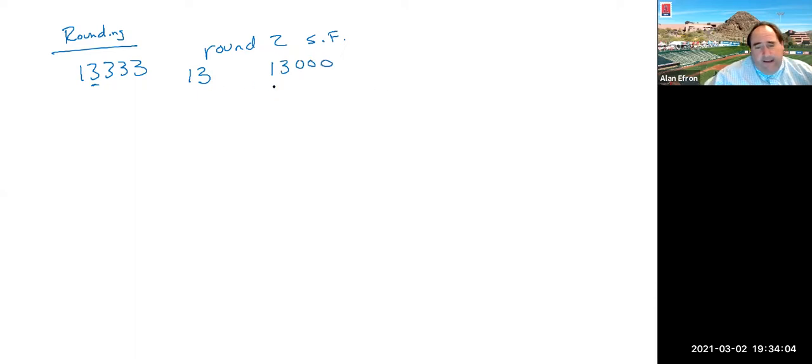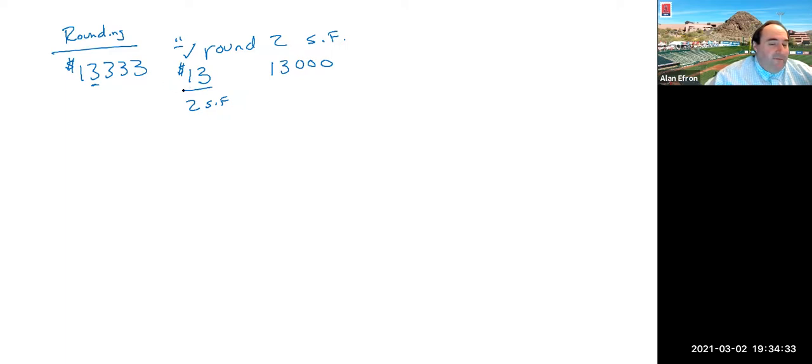Which one would be right here? Hopefully you know, but just to make sure. This number here has 2 significant figures. So it is good, but it's really not good because if I owed you $13,333 and I said, hey, I'll give you 2 significant figures, here's $13. I'm probably not going to make it out, I imagine, too well there.